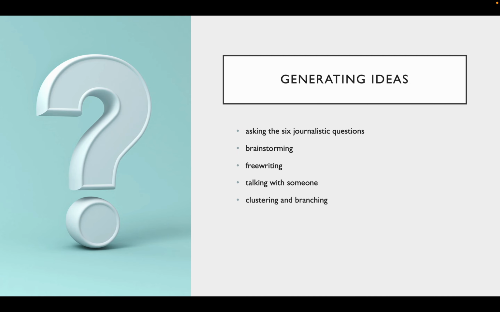So let's talk about generating ideas. There's a couple of things that you can do. And these are all just suggestions, but the main suggestion here is do what works best for your brain. We don't all generate ideas in the same way, but these are just some ideas. The first one is asking the 6 journalistic questions. That's who, what, when, why, where, and how. So go through and answer these questions.